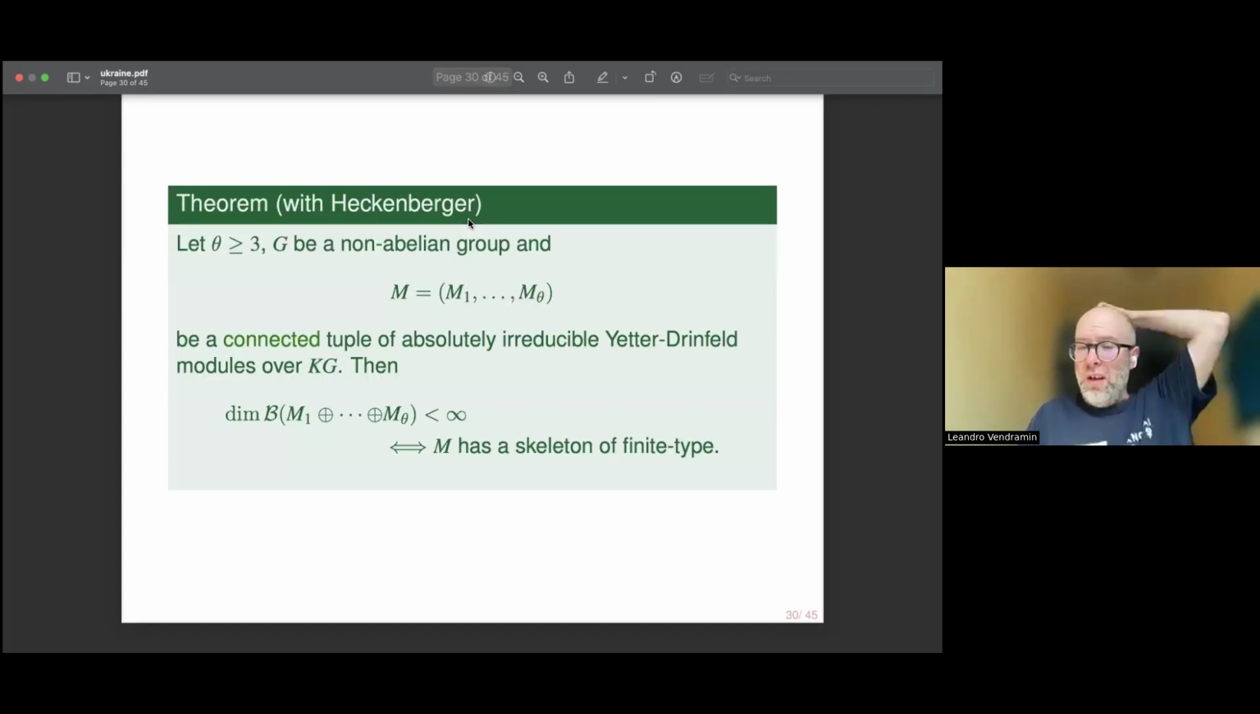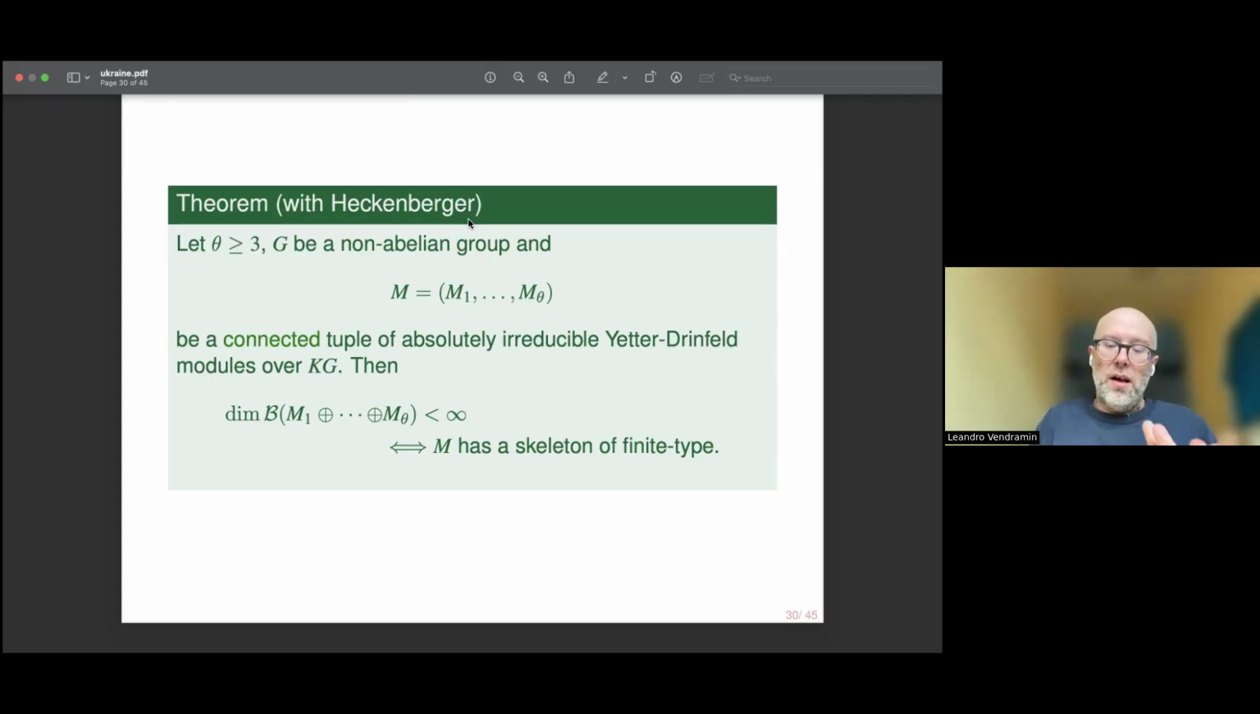So the theorem that we proved with Heckenberger, again around 10 years ago, is the following. Suppose that you have a tuple M_1 to M_theta that produces this kind of decomposable Yetter-Drinfeld module with the definition I gave you before. Then you will have a finite dimensional Nichols algebra if and only if the Dynkin diagram that you can attach to your module M, or your tuple M, is of finite type. Okay.